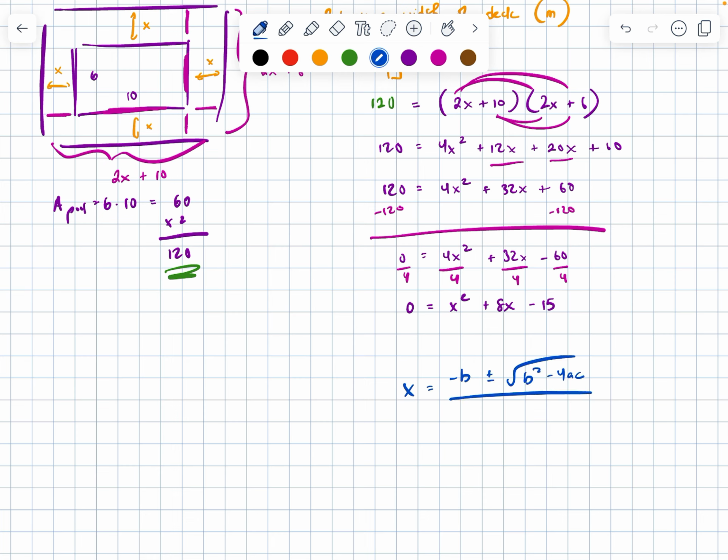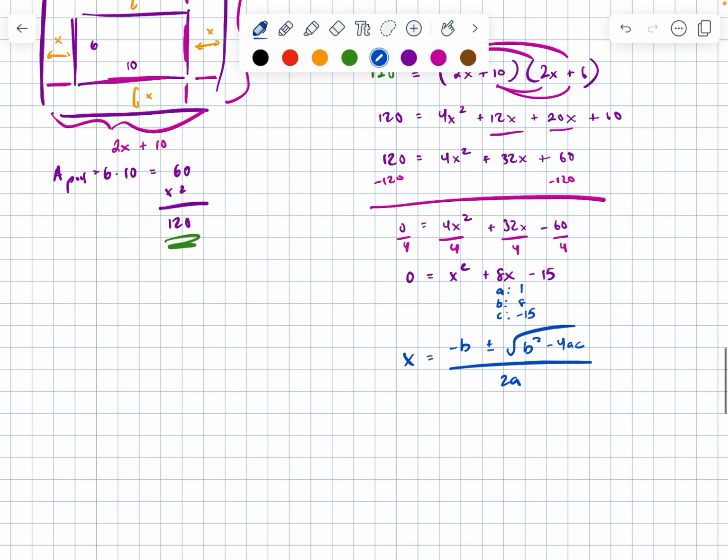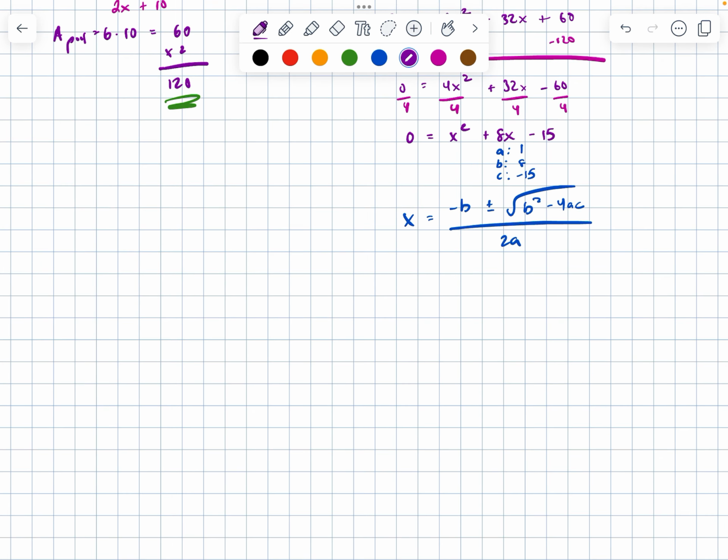I know that the quadratic formula is negative b plus or minus the square root of b squared minus 4ac all over 2a. In our equation, a at the front is 1, b in the middle is 8, c at the back is negative 15. Let's slot everything into place. So x is going to be equal to negative 8 plus or minus the square root of 8 squared minus 4 times 1 times negative 15 all over 2 times 1.